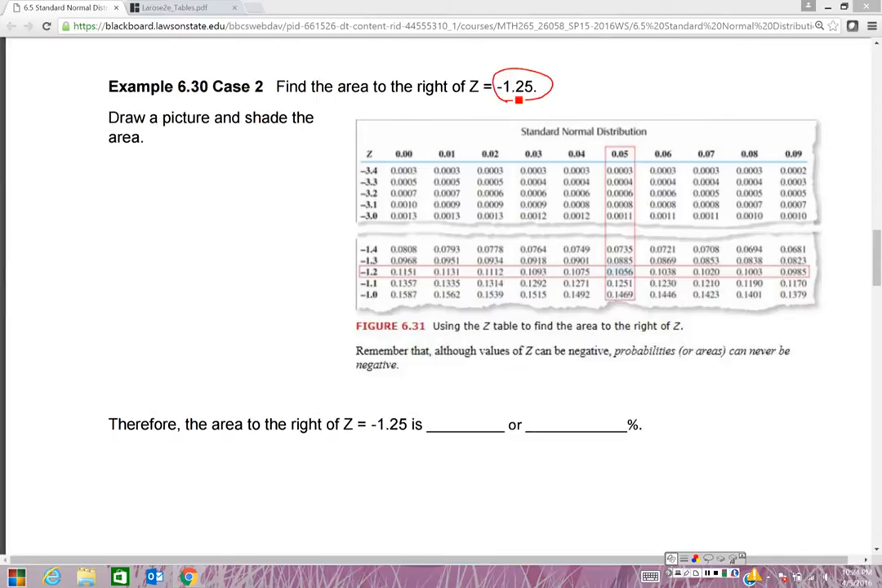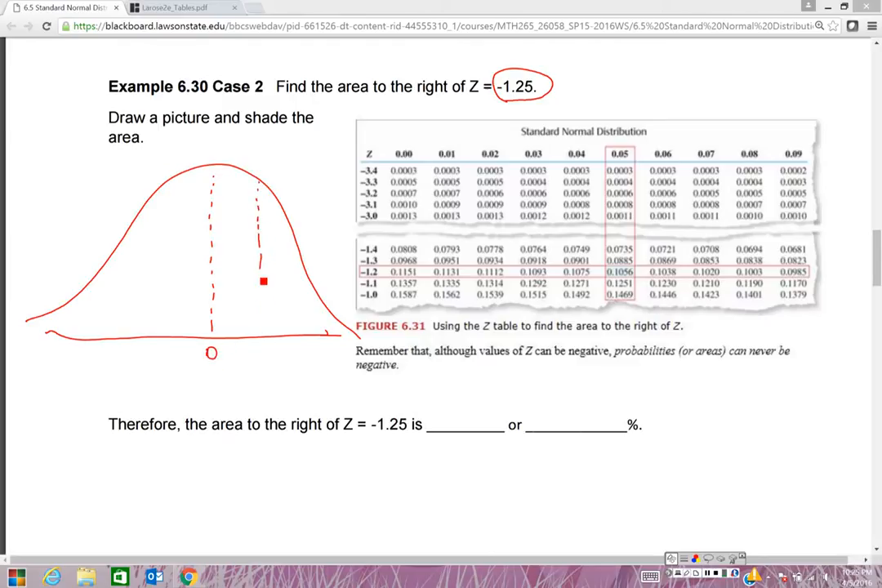Now it's very important that we draw a picture and shade the area that this example is referring to. So let me draw a bell curve. Of course, we have our z equals 0. That represents the mean. 1 standard deviation above the mean, 2 standard deviations above the mean, 1 standard deviation below the mean, 2 standard deviations below the mean.